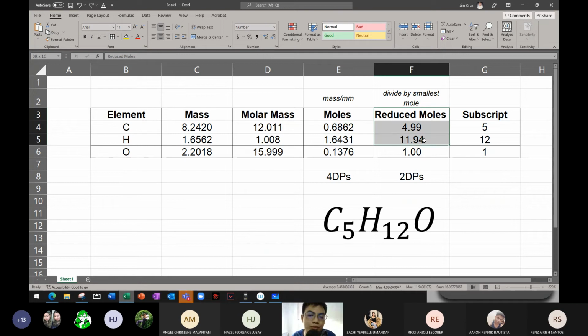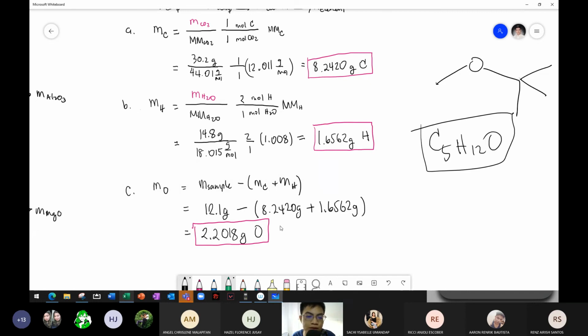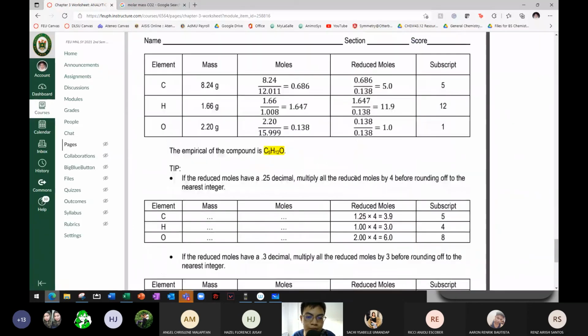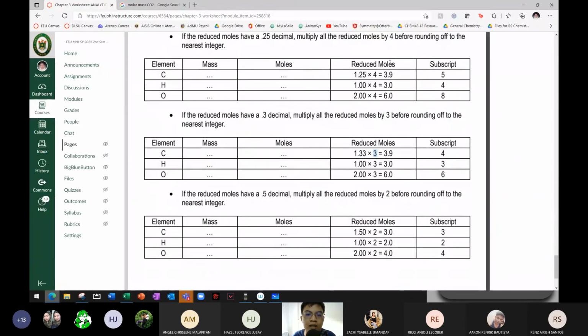And then when it comes to reduced moles, there are three possible outcomes. Pag 0.9, edi diretso whole number na siya. Pero, there are cases na 0.3 siya. So, kapag 0.3, multiply everything by 3. 0.25, multiply everything by 4. And pag 0.5, multiply everything by 2.